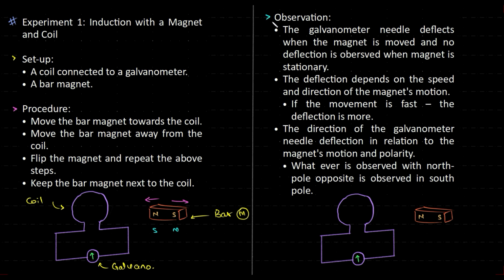So what will we observe in doing all of this? The galvanometer needle deflects when the magnet is moved and there is no deflection if it's stationary. So basically, this shows no deflection, provided this is at rest. When there is motion, back and forth, then there is a deflection.